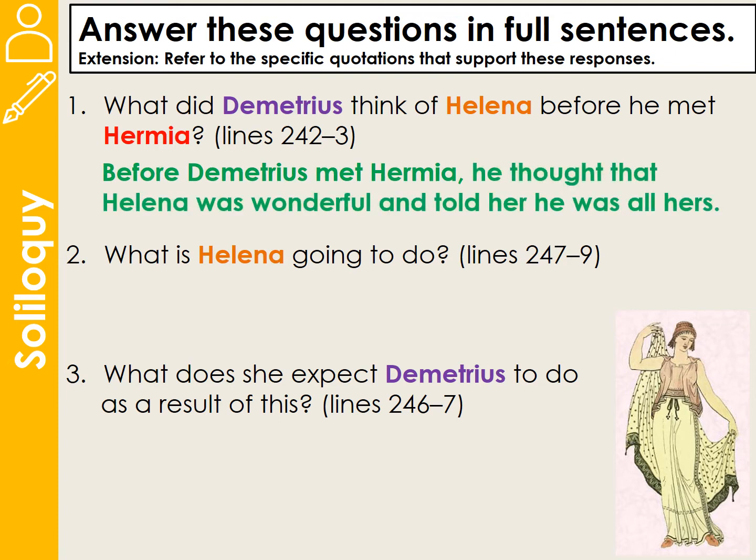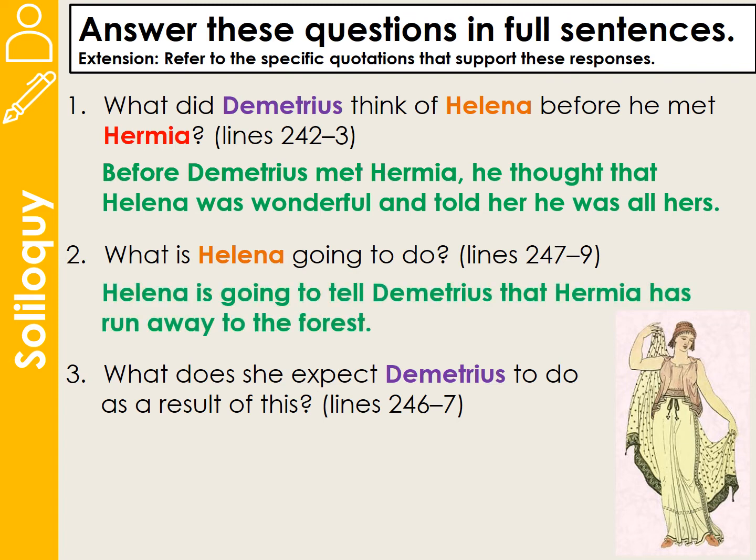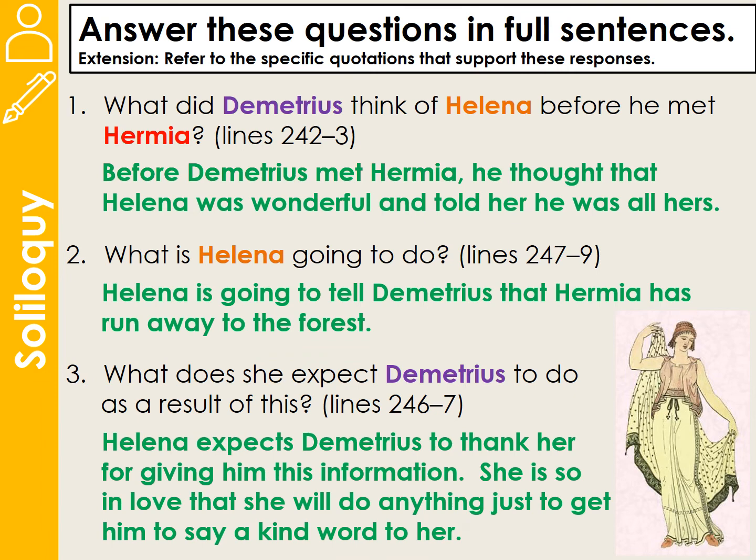So some of the things that you could have had: before Demetrius met Hermia, he thought that Helena was wonderful and told her that he was all hers. As we said before, he promised all these things to Helena as well. For number 2, Helena decided that she was going to tell Demetrius that Hermia is going to run away into the forest. And finally, for number 3, she is under the impression that if she tells Demetrius, he will be thankful for giving that information to him.